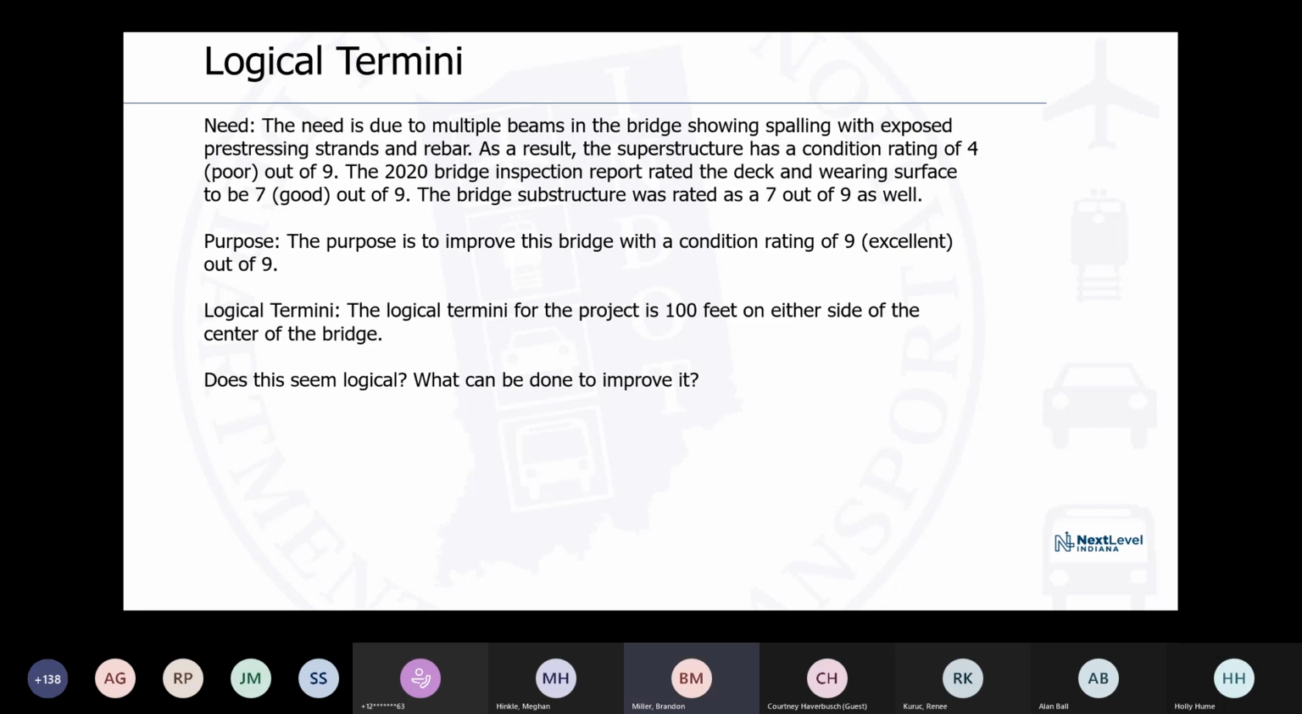So this is a repurposed purpose and need. In this case, the logical termini for the project is 100 feet on either side of the center of the bridge. And then I have two questions for you.